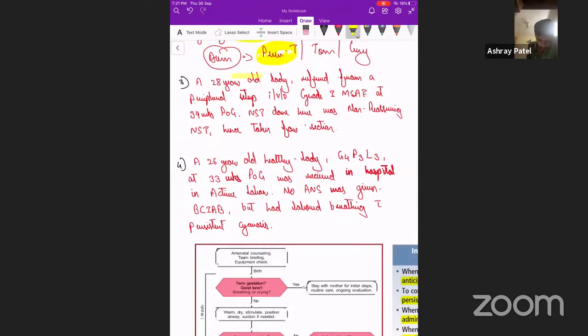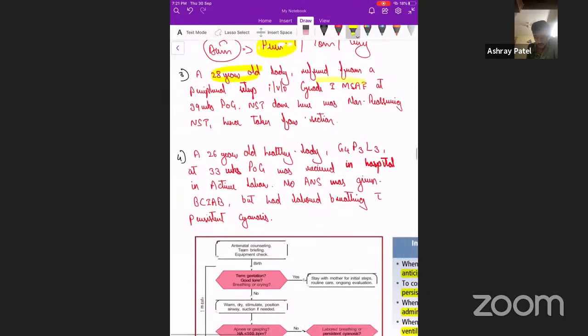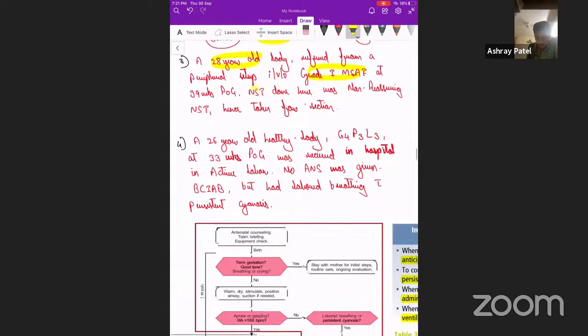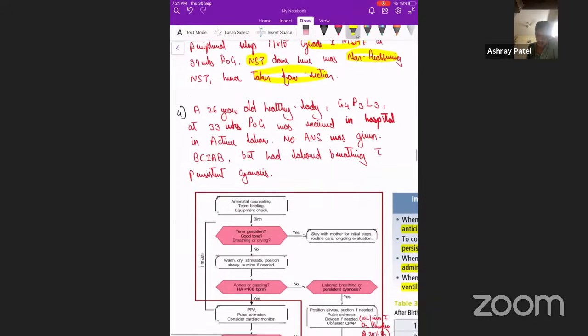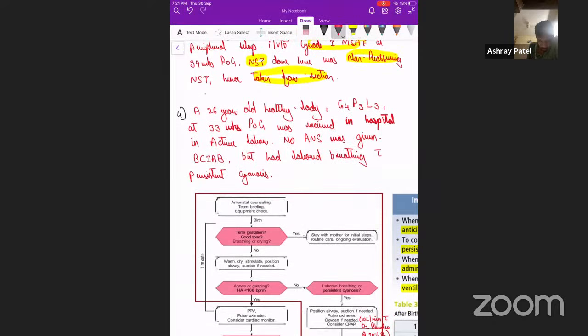Now let's look into the next case scenario. This is of a 28-year-old mother who is referred from a peripheral setup in view of grade 1 meconium stained amniotic fluid at 39 weeks period of gestation. NST done shows it is non-reassuring, hence the mother is taken for cesarean section. Now the baby is born.